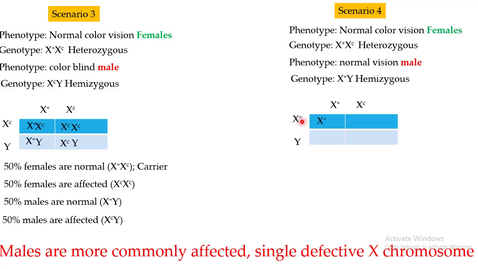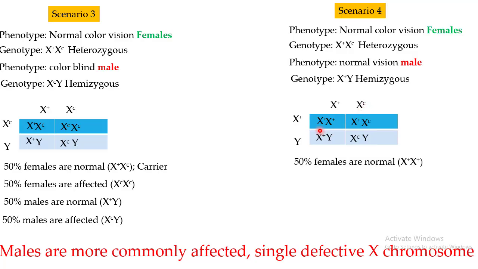Now, if you cross them, for the offspring that are produced, the mother is giving the X plus, the father is giving the X plus, producing a female offspring. And now the father is giving the X plus, the mother is giving the XC, producing a female offspring. The X plus that is coming from the mother, the Y that is coming from the father, again the XC that is coming from the mother, the Y that is coming from the father. Now look at the conditions over here.